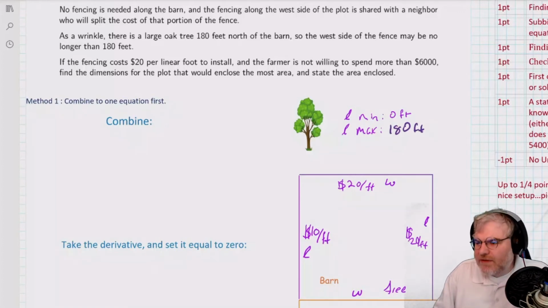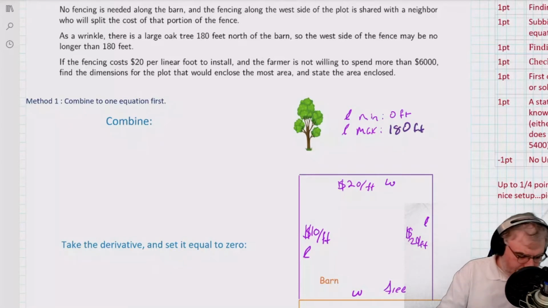Okay, so how do we feel 1 to 5 about kind of what's being asked? Kind of the setup. Getting from the words to the picture.